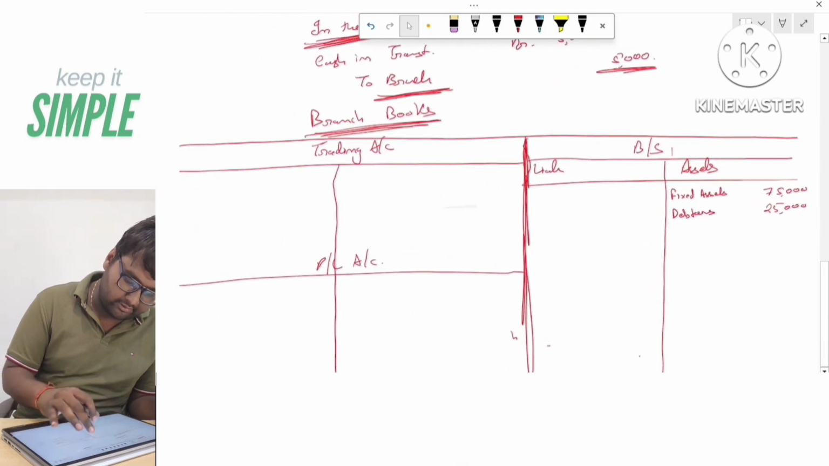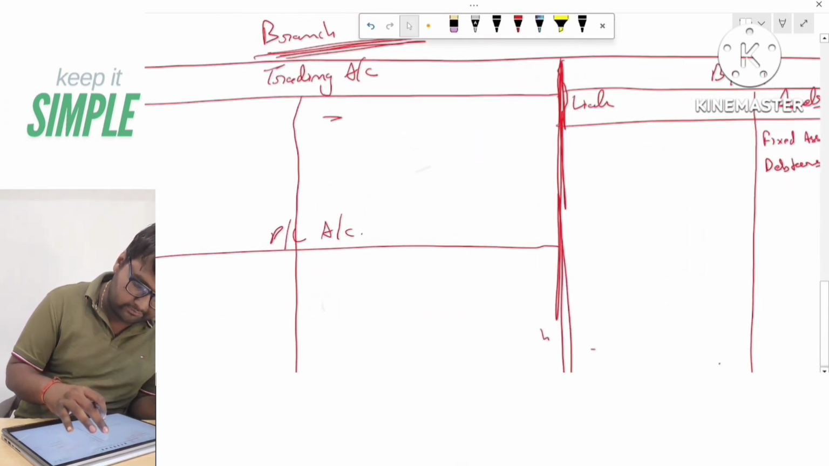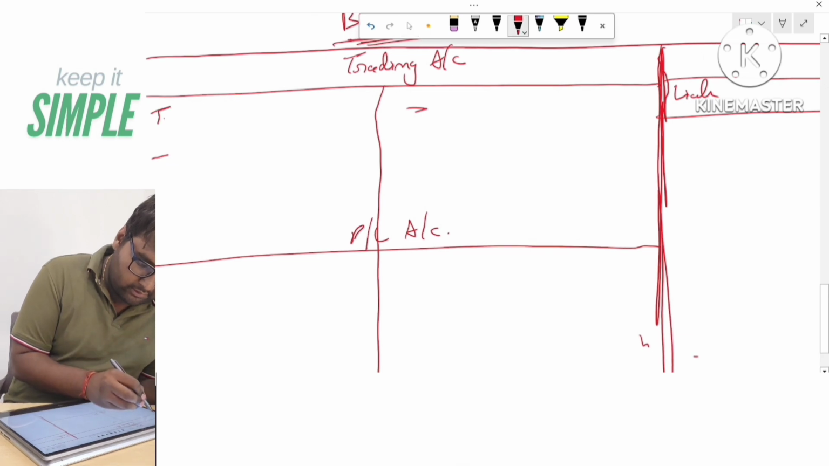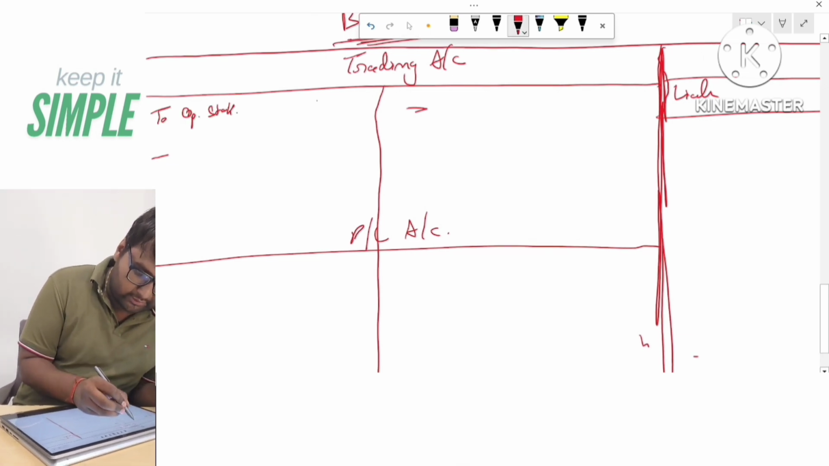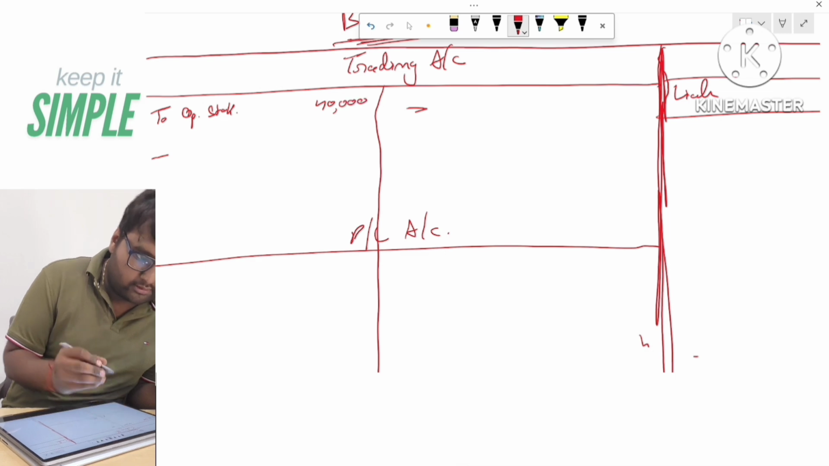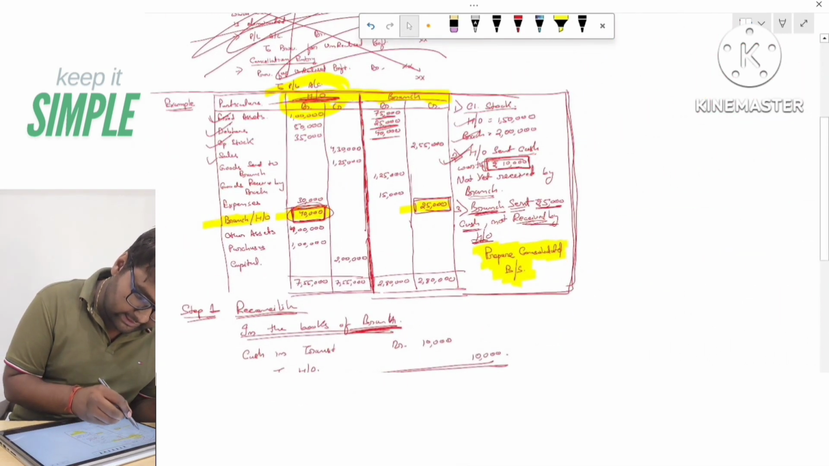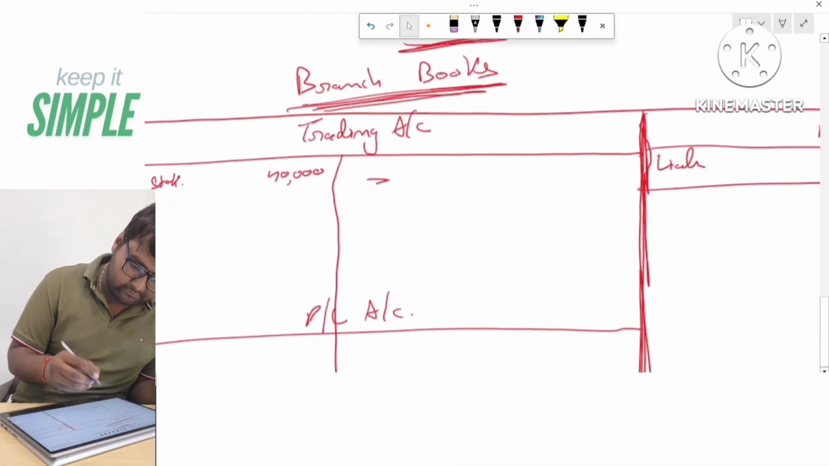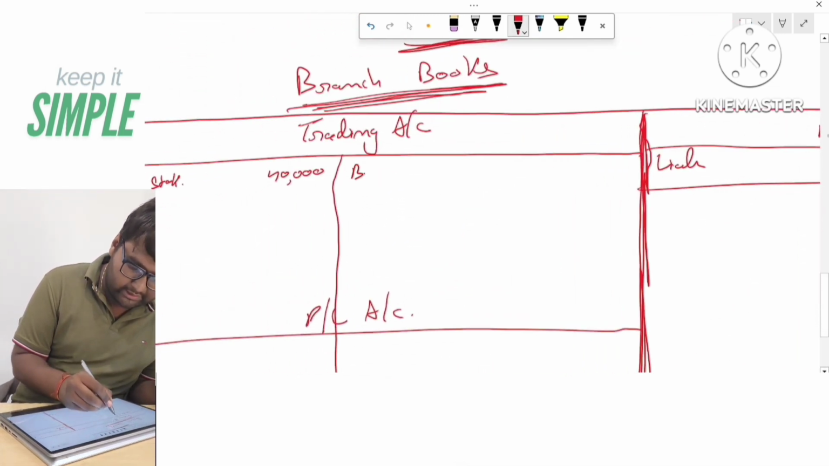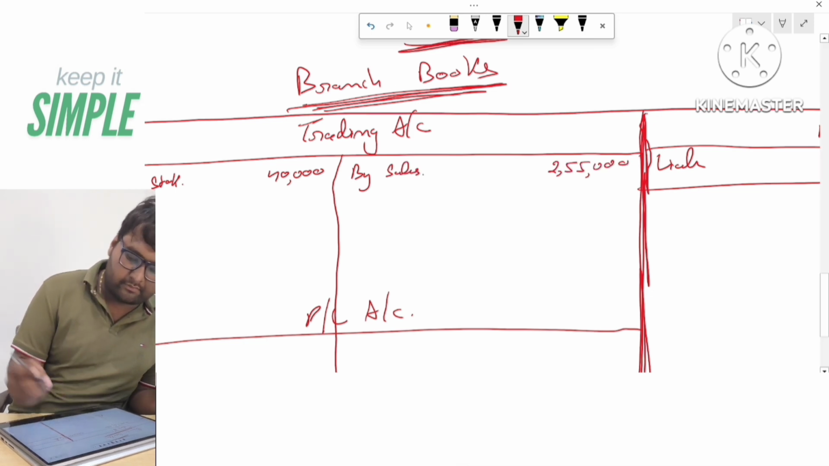So it will go in trading account. To opening stock. How much? 40,000. Okay. Next was sales, that is 2,55,000. By sales 2,55,000. Okay.